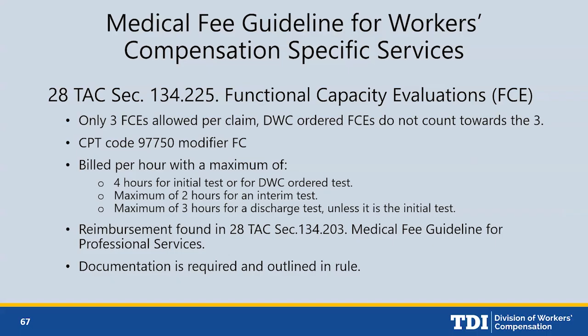That's 97750 with a modifier FC. It has more information about how to bill the units. The reimbursement can be found for 97750 in 134.203. That's actually said in this rule. Documentation is required and outlined in the rule so that you're actually doing an FCE. So 134.225, if you're billing for FCEs, all the details are found in there, but only 3 per injury unless we ordered some.